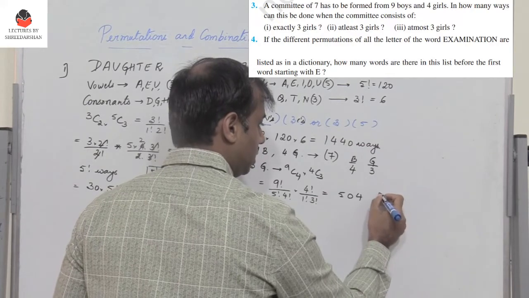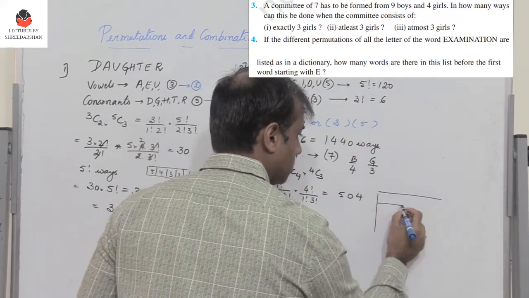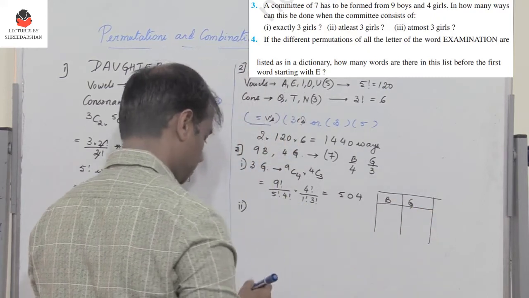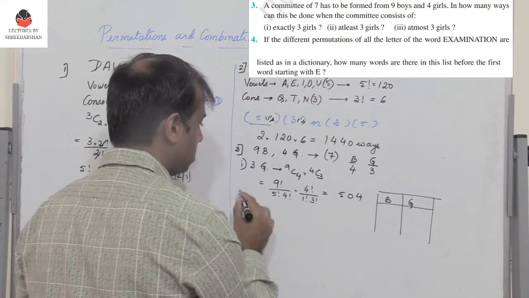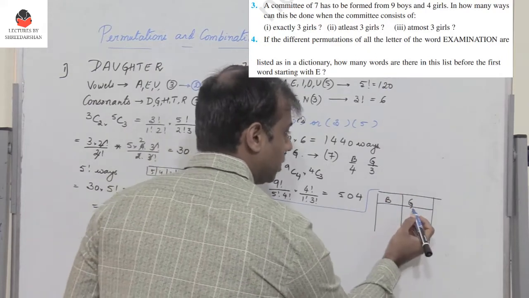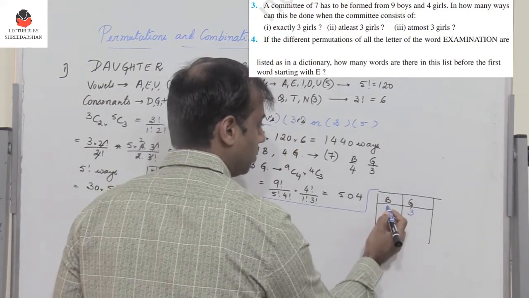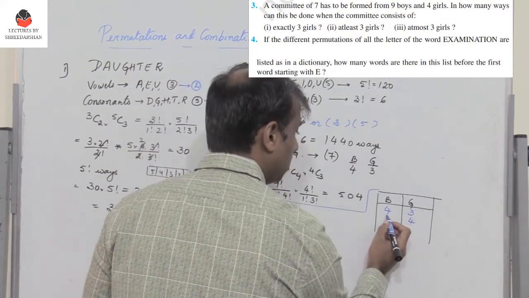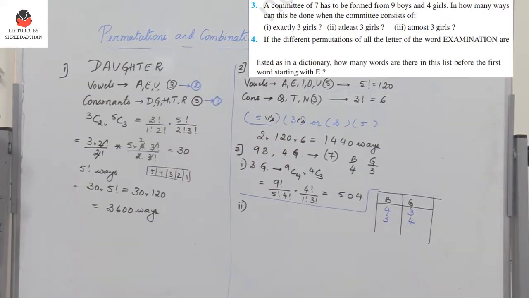So here, let me write the condition here. So you have number of boys and girls. So this is for the second one. So at least 3 girls. So it means if there are 3 girls, then I have 4 boys. But I can have more than 3. So if you have 4 girls, then you would have 3 boys. So both the possibilities are accepted.